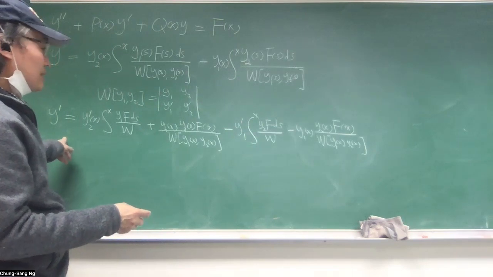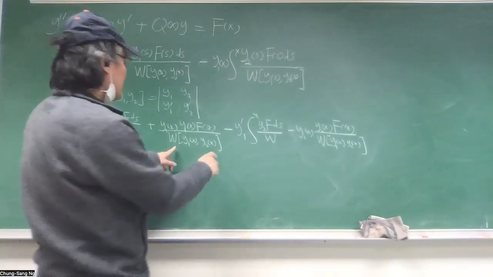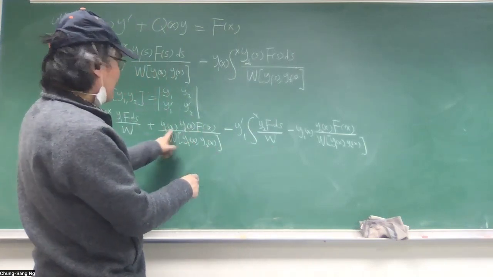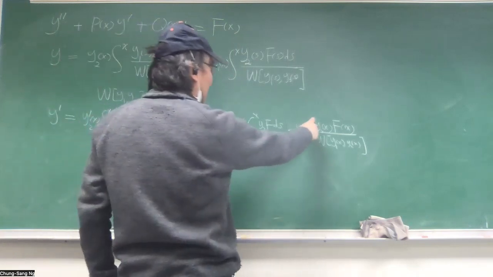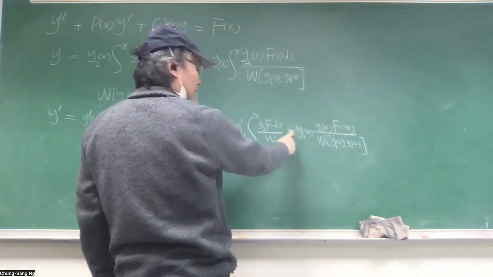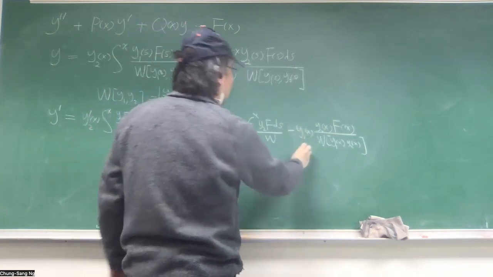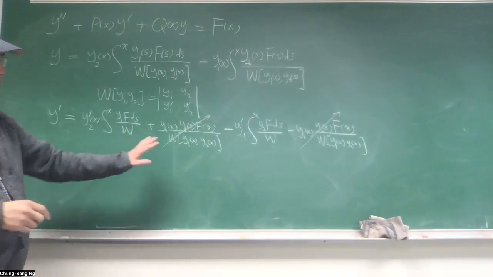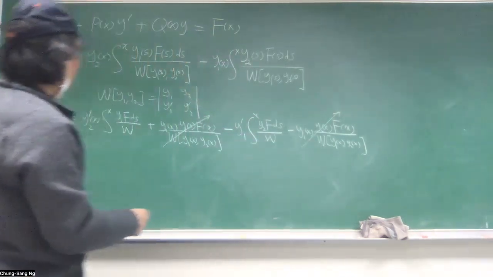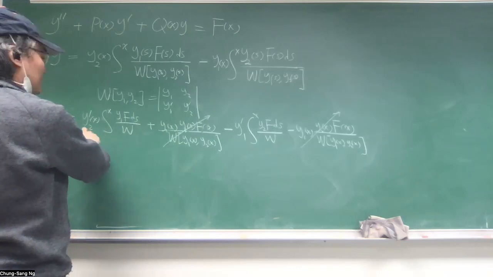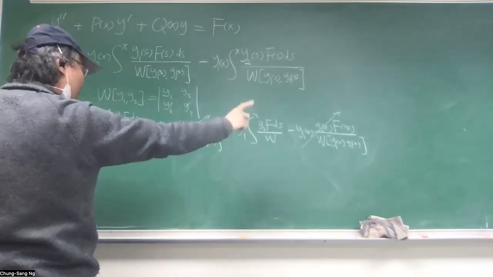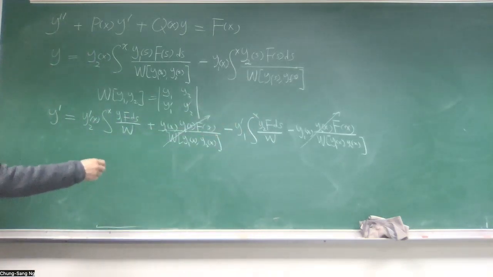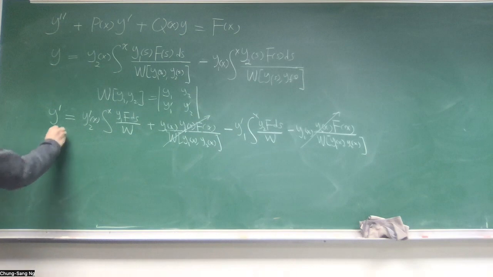But before we do that, we saw that there's a cancellation, because this is y2, y1, f divided by W, and this is y1, y2, f divided by W, but there's a negative sign, so this one cancels. This one minus this one is zero. You get four terms, but two terms cancel, back to two terms. Okay. Now you can do the same thing to get y double prime.